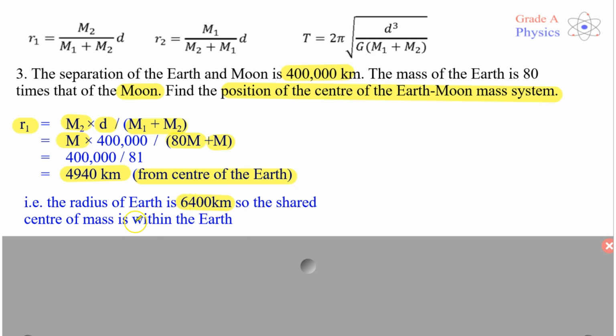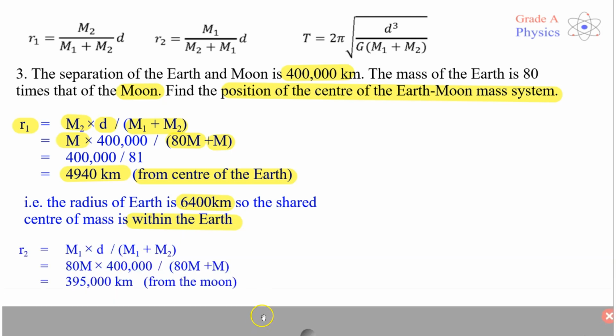So actually the center of mass is within the Earth, which is actually, this won't be on the specification, but this is one of the definitions of a planet, so that the barycenter, the center of mass of the mutual orbit, is within the planet itself. Now, if you have a smaller planet-moon system like Pluto with its moon, the barycenter is outside of Pluto, and this is one of the reasons why Pluto was downgraded from a planet, which is a bit of a shame.